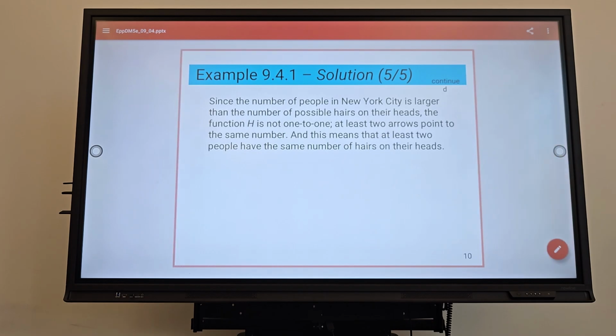Since the number of people in New York City is larger than the number of possible hairs on their heads, the function h is not one-to-one. At least 2 arrows point to the same number. And this means that at least 2 people have the same number of hairs on their heads. If nothing else, there's the fact that more than one person shaves their head. So, there's going to be more than one person that has 0.